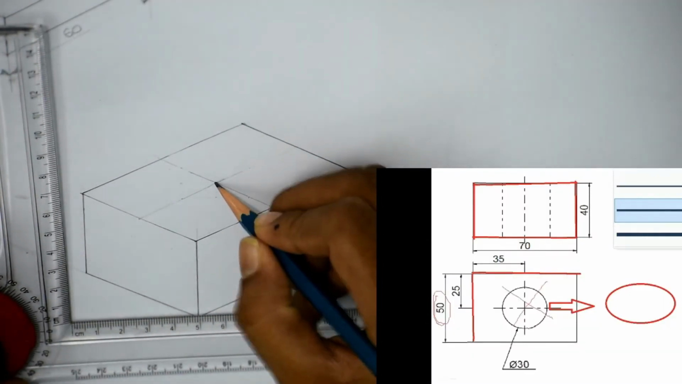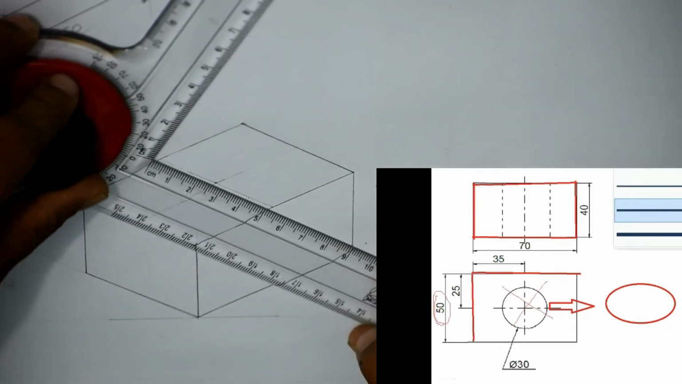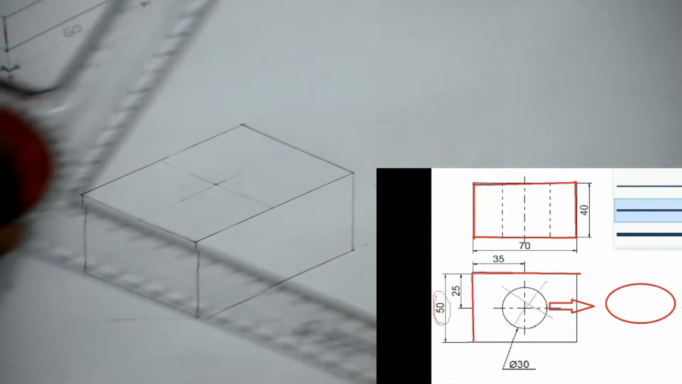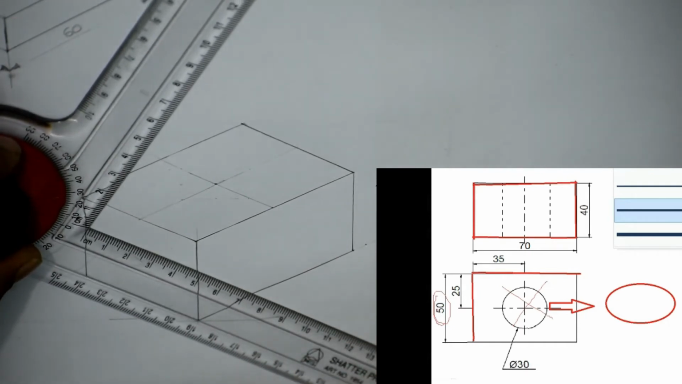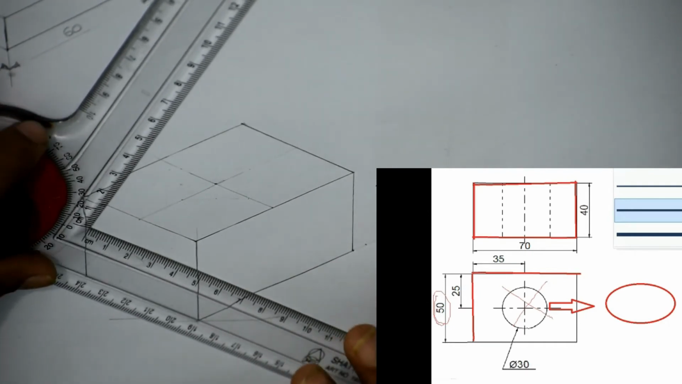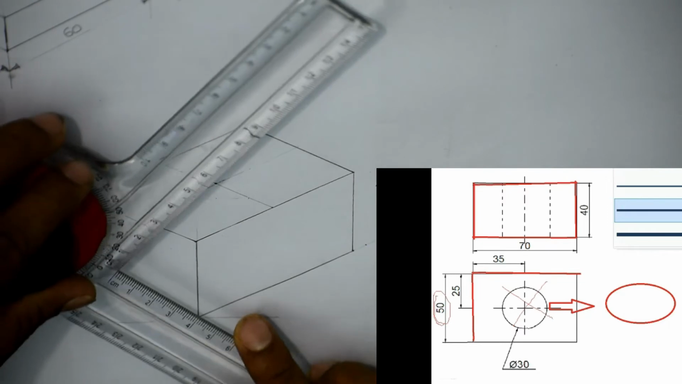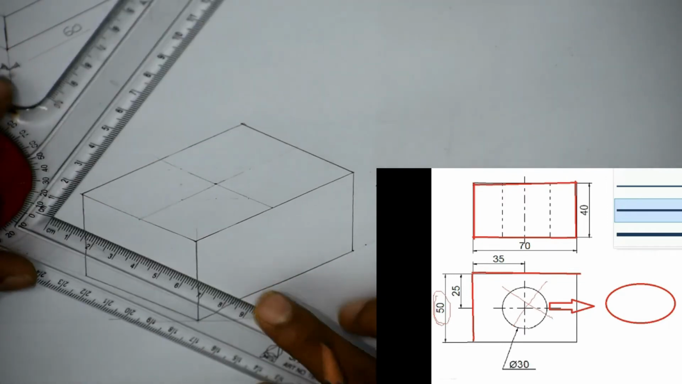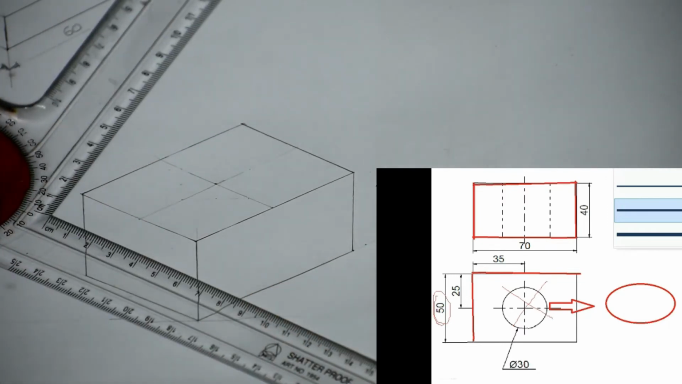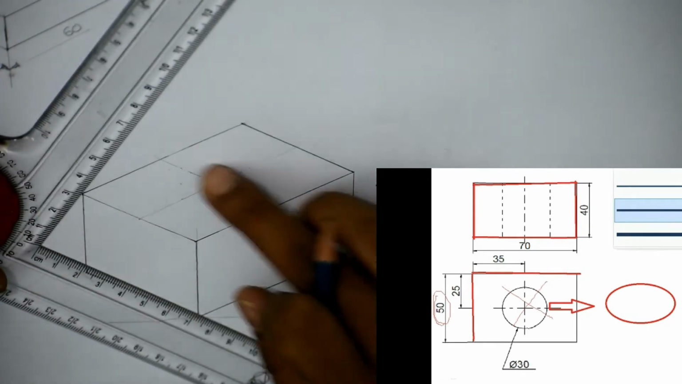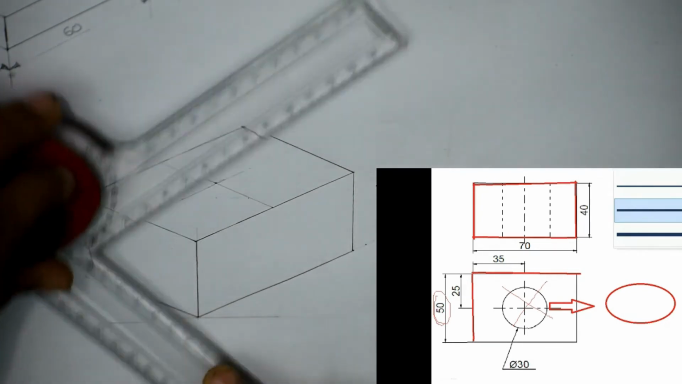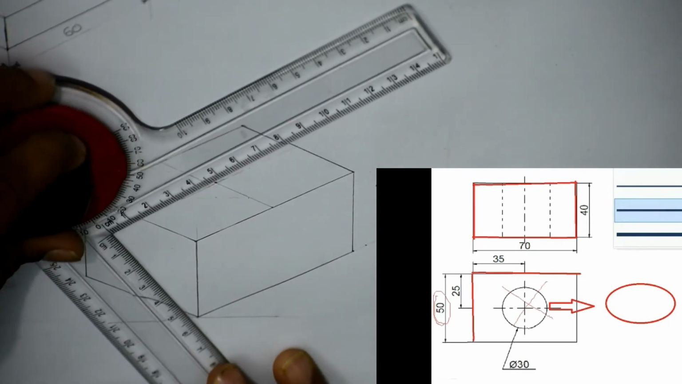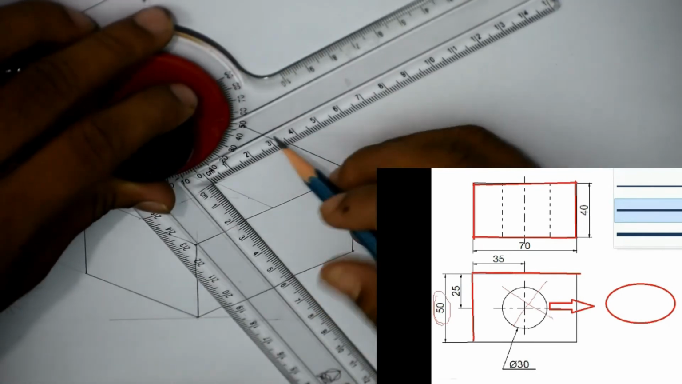So as I have taken the center, now I need to first draw a rhombus, a rhombus-like shape. This will look a little bit difficult for you now, but as you go along and practice some questions, you will feel it easy. As the diameter of this hole is given as 30 mm, actually this will not look like a circle. I have told you earlier, it will look like an ellipse. So for that only we are taking a rhombus-like shape.